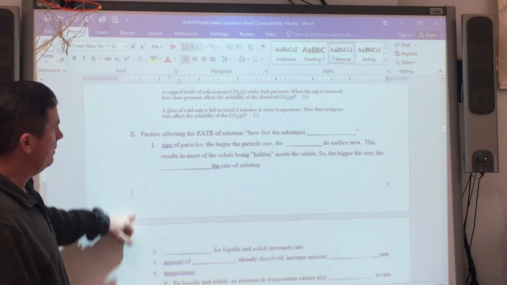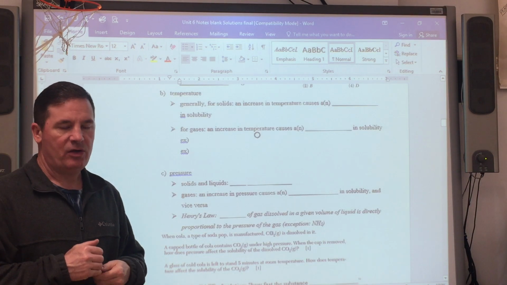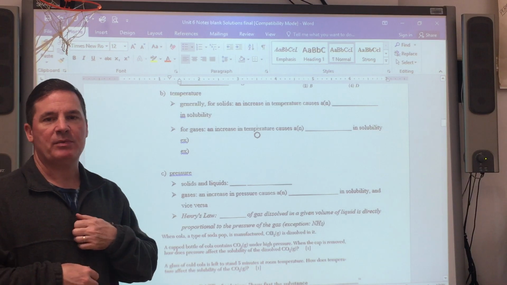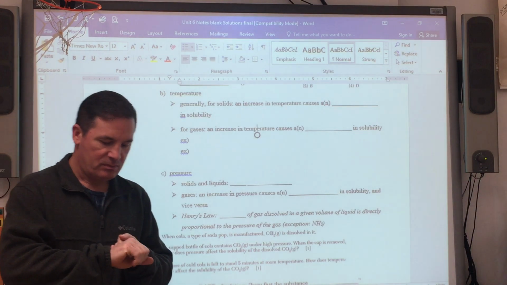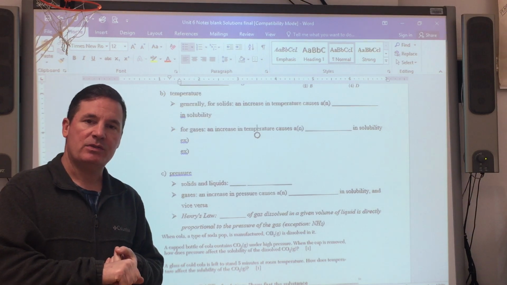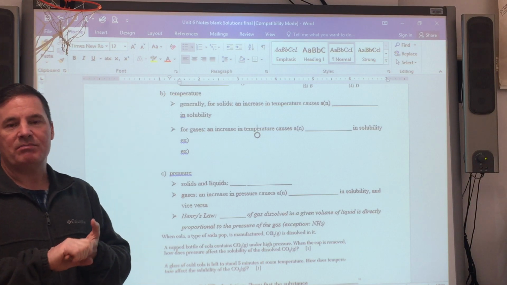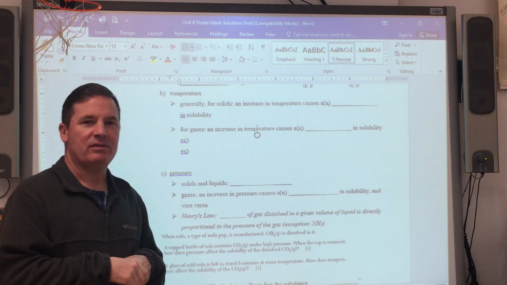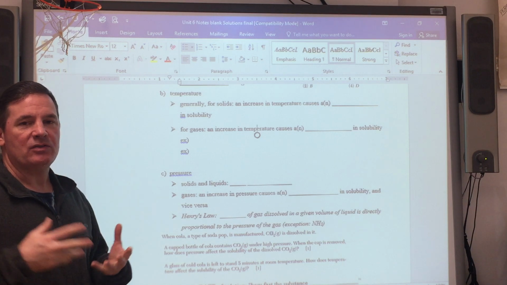Remember, solubility is the ability of something to dissolve in something else. So essentially, you have three types of solutions: solids in liquids, liquids in liquids, and then usually metals with metals. But you also have gases too. Gases can be a solution as well.